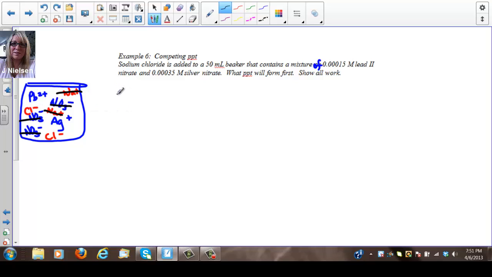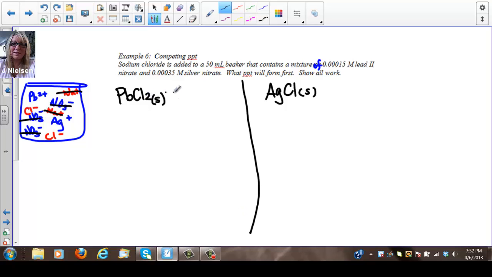So I've got PbCl2 forming, and I've also got AgCl forming, which are both precipitates. So they want to know which one of these is going to form first. So we have to solve them as separate problems.